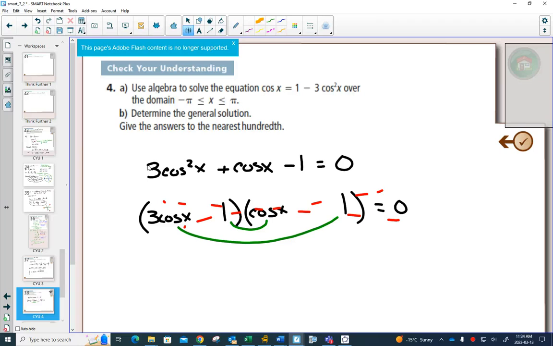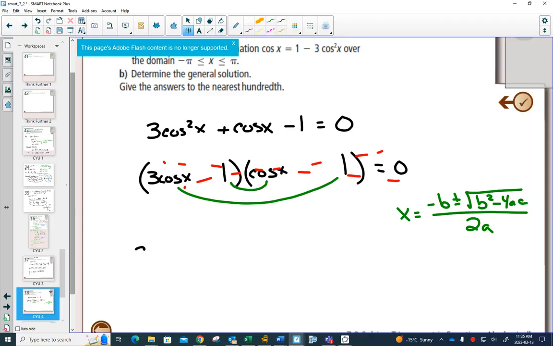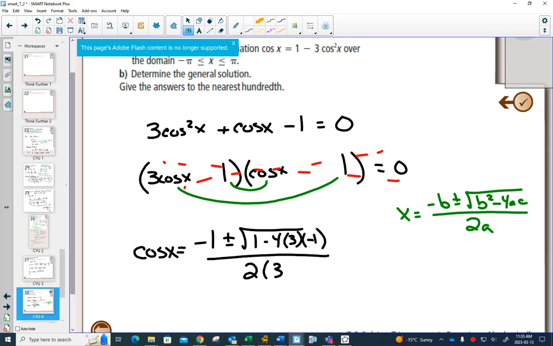So we have to use our quadratic formula. So we take out our formula sheet. On our formula sheet, we have this for our quadratic formula. This is for x squared. We have cos squared, so we would write cos x equals negative b plus or minus square root of b squared minus 4 times a times c over 2 times a.